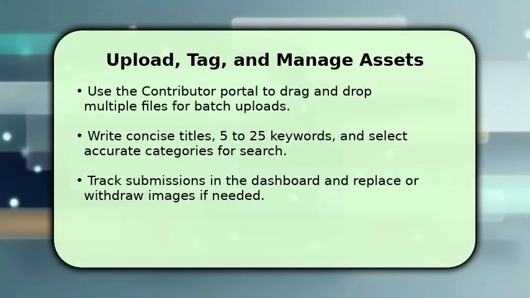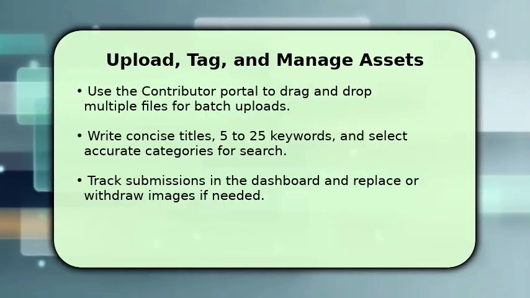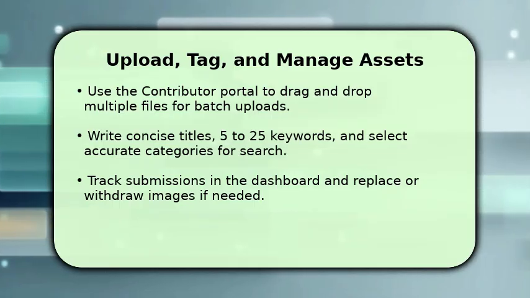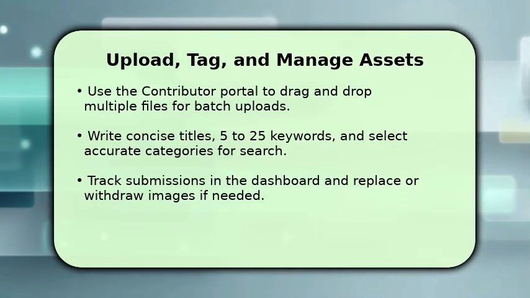After upload, write a concise title that describes the main subject and scene. Add between 5 and 25 keywords, prioritizing the most important terms first and using commas to separate them. Choose accurate categories and content types so buyers find your work quickly.